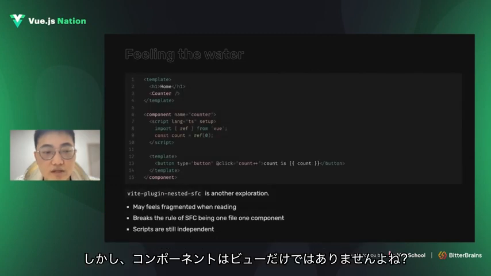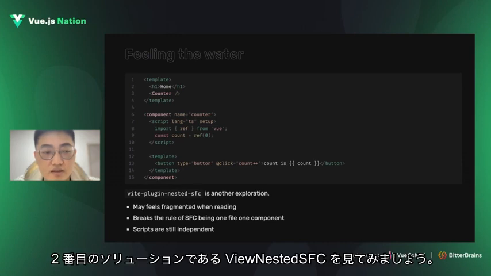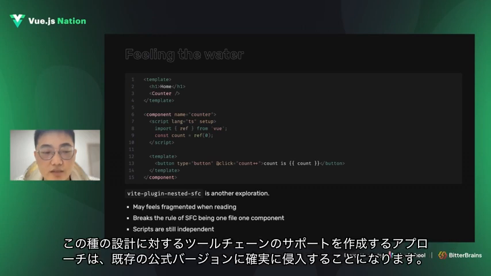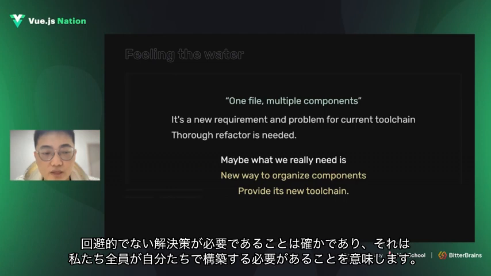But components are not only views, right? That solution seems to only give us a little sweet, but I am not satisfied. Let's see the second solution, Vue nested SFC. It's a quite complete solution, but the more I look into it, the more I'm convinced that the ideal solution should not be built on top of SFC. An approach of making toolchain support for this kind of design would certainly be invasive to the existing official version. I'm sure that we need a non-invasive solution, and that means we need to build it all by ourselves.